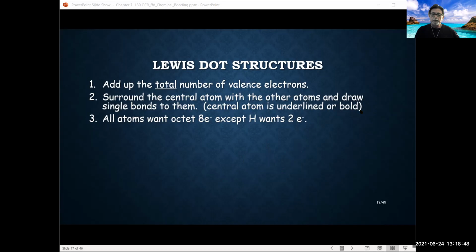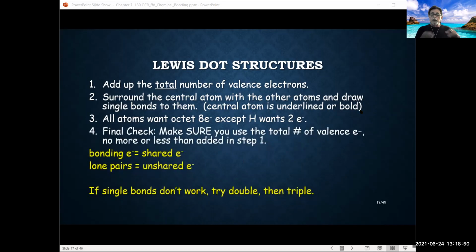All right, then we do a final check, because once we determine the number of valence electrons that we have for that molecule, that is what we have to work with. If we calculate 10 valence electrons, that's it. We have to make 10 valence electrons work. We can't arbitrarily dump in more electrons if we think we need them, or arbitrarily remove any of those 10 electrons. You got 10, we got to make 10 work, okay?